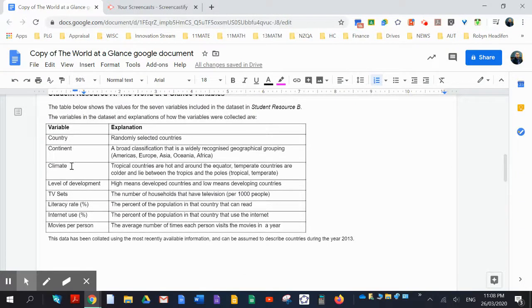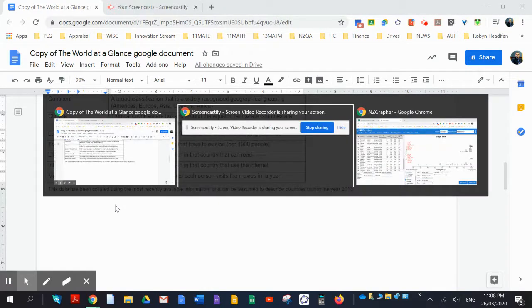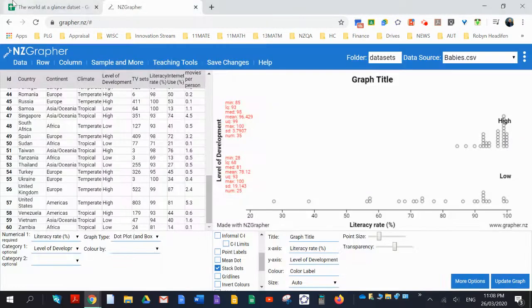You've got one, two, three, four, five, six, seven, eight variables. Variable country, don't want to use that definitely as your comparison categorical variable. Continent is based on one, two, three, four, five of them. You could have looked at that by filtering your data, but what I've done is I've taken the data file and I've put it on Anzagrapher here, and I thought I'd look at some dot plots and box plots.